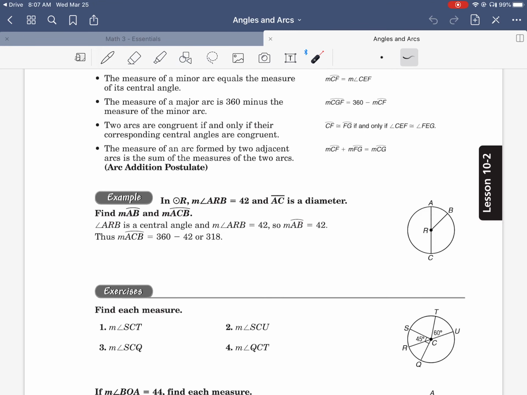All right, if we look at our example here, it says in circle R, measure of angle ARB. So this angle right here is 42. AC is a diameter. Find the measurement of arc AB. So the central angle is 42, which means the arc is 42. And then if I want to find the measurement of arc ACB, that's everything but the 42. So we do 360 minus the 42 to get the leftover of 318.